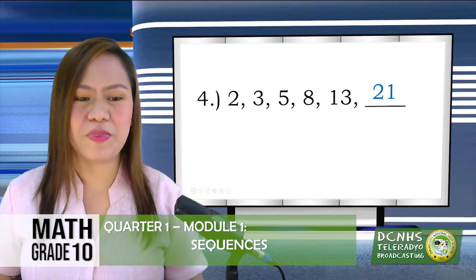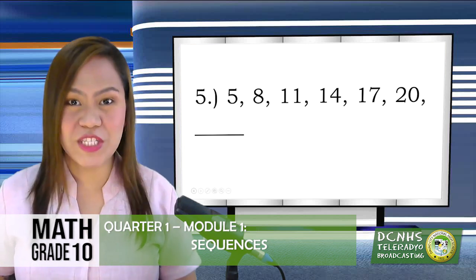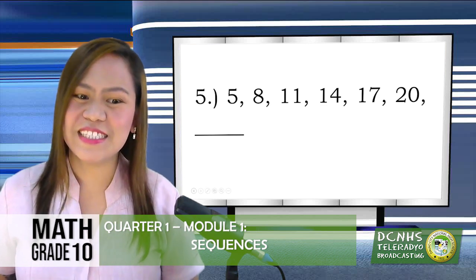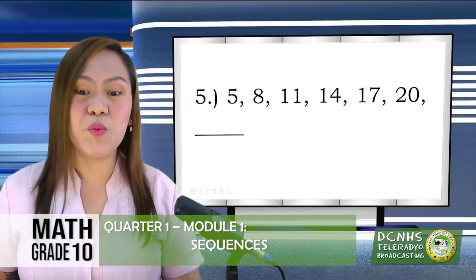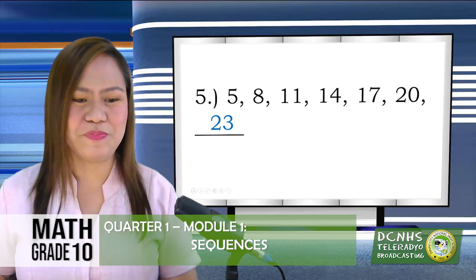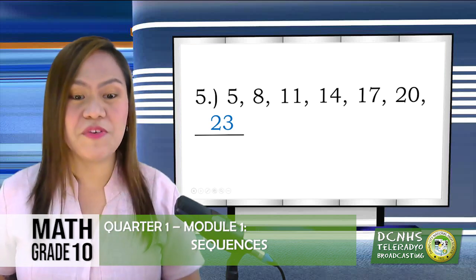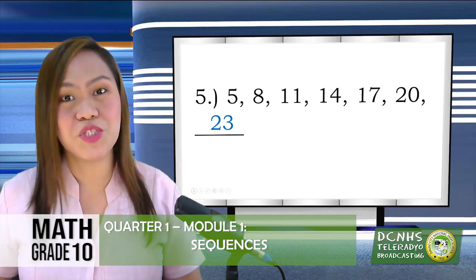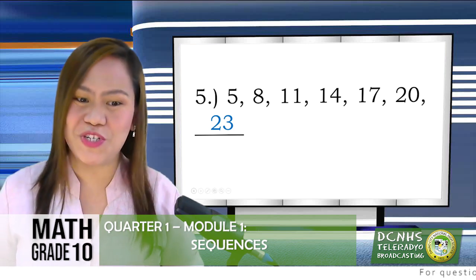Number 5. 5, 8, 11, 14, 17, 20, blank. Indeed, the answer is 23. We simply add a constant number 3 to each term. In the activity, we use repetitive characteristics or traits to predict future events or situations happening. We call these patterns.